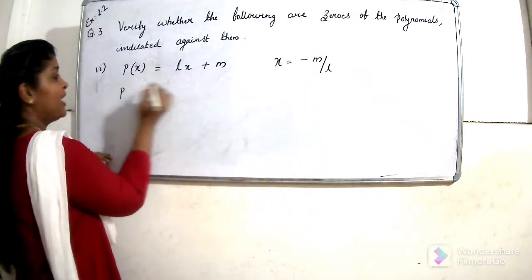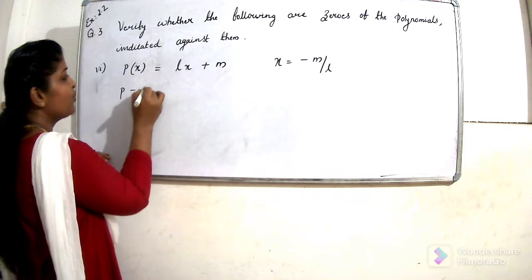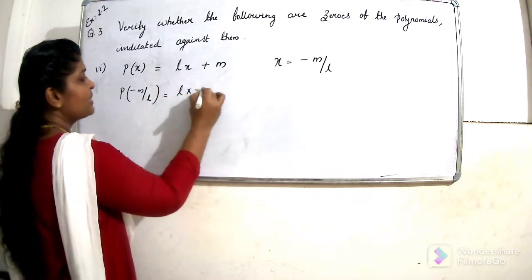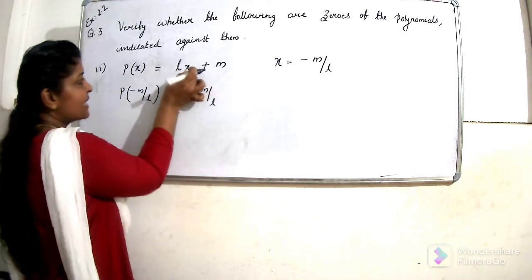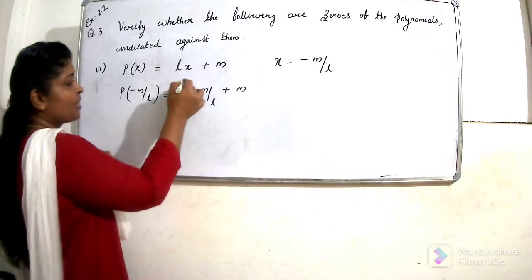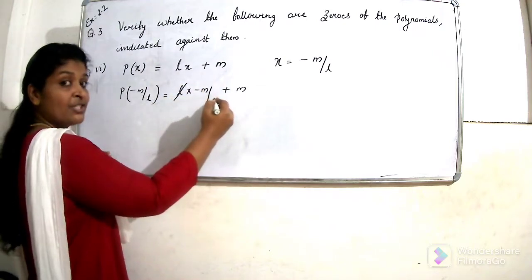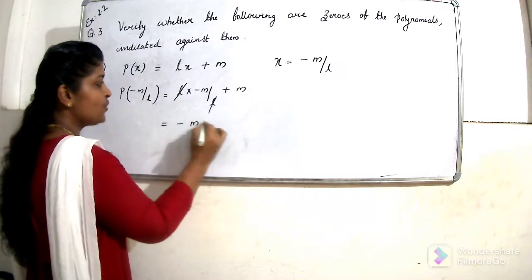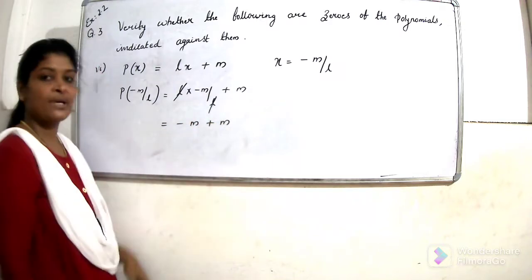So instead of x, we have to substitute negative m by l, equal to l into negative m by l. Where is x? There we have to substitute. Now calculation. This l and the l which is in the denominator will cancel out. Now what is the balance? Negative m plus m is the balance.